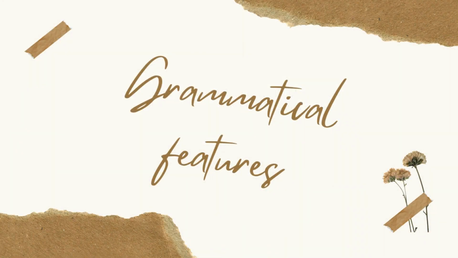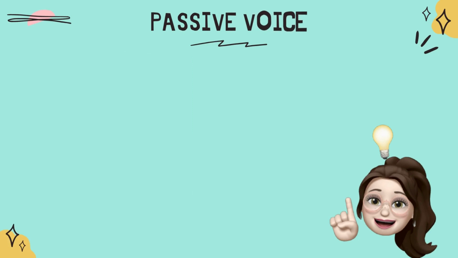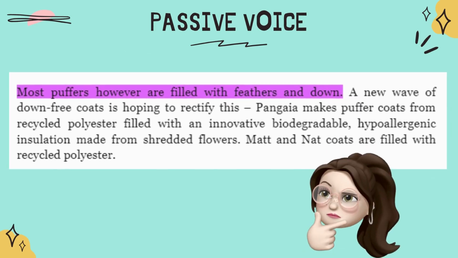Now, regarding grammatical features, this text contains the use of passive voice. And we use passive voice to point out the object that receives the effect of an action. In this case, to emphasize the puffer codes that are the main topic in this text. For instance, "most puffers, however, are filled with feathers and down."